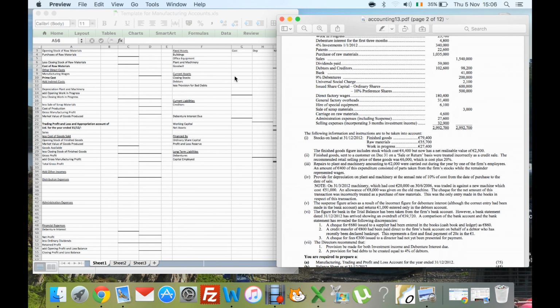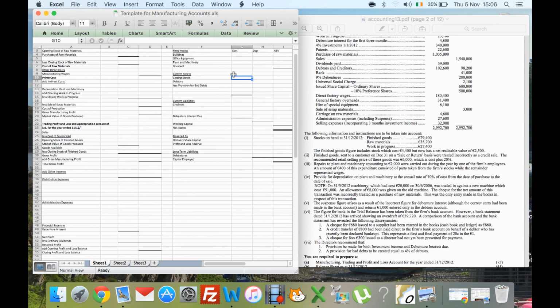Okay, so my closing stock figure here is going to be, I'm just adding up all of the figures I have here: 79,400 plus 35,700 plus 27,400. And then we have to take away the loss of 1,900.